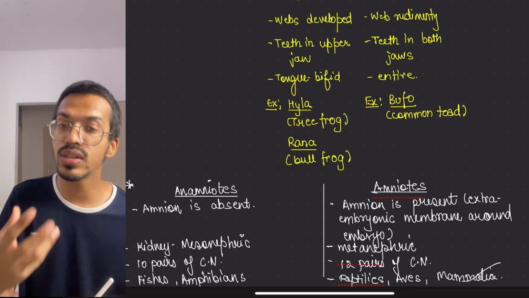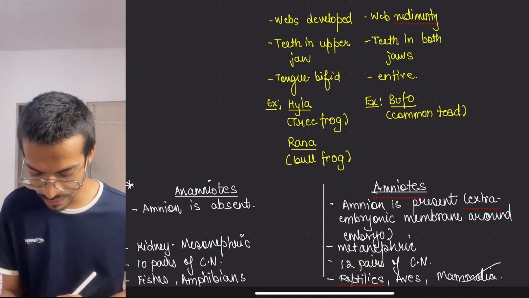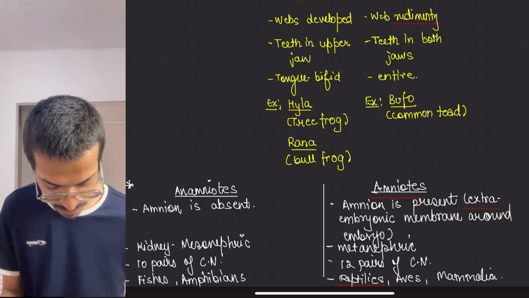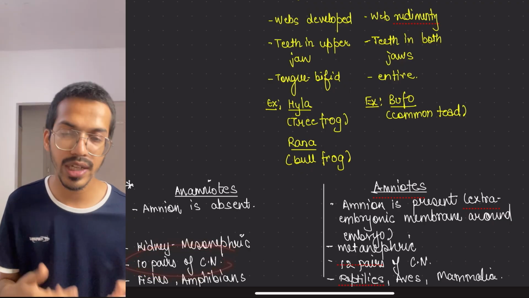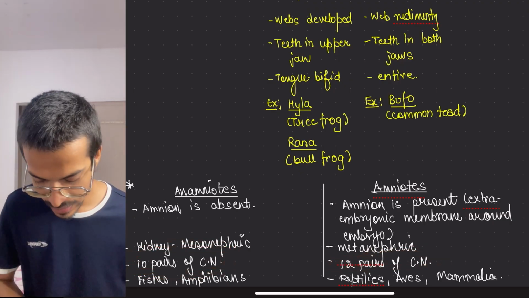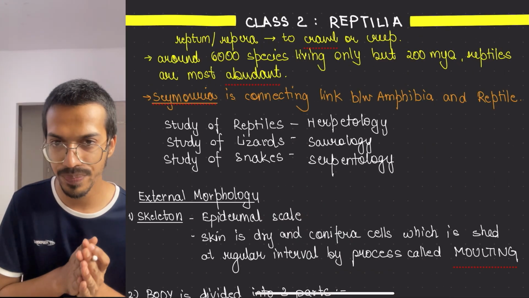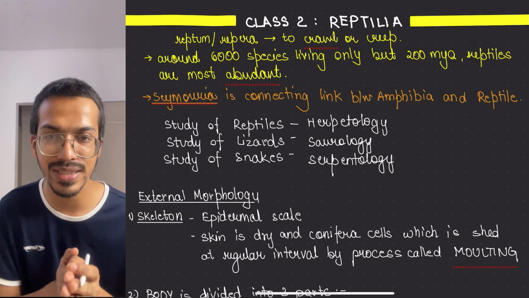Now that also leads to certain other features. Kidneys are mesonephric in them, whereas they are metanephric here. Only 10 pairs of cranial nerves are present, whereas 12 pairs of cranial nerves are there. But I told you the importance of it: it gives an extra edge to the embryo against desiccation or dehydration. With this, the amphibians are completed.